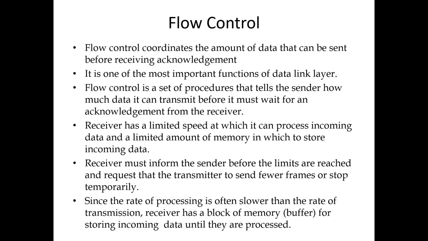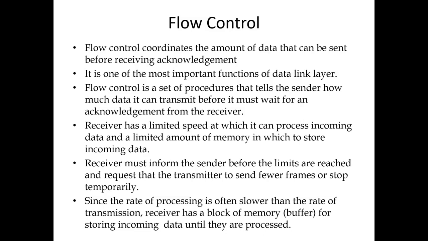The receiver has a limited speed at which it can process incoming data and a limited amount of memory in which to store the incoming data. So the receiver must inform the sender before the limits are reached and request the transmitter to send fewer frames or to stop temporarily. Based upon flow control, the sender and the receiver coordinate among themselves. It is used to reduce congestion in the network.